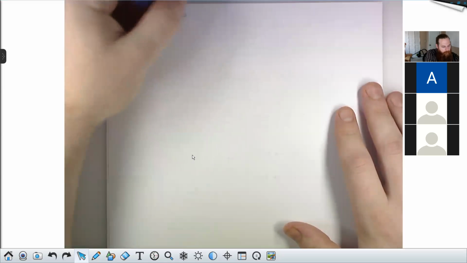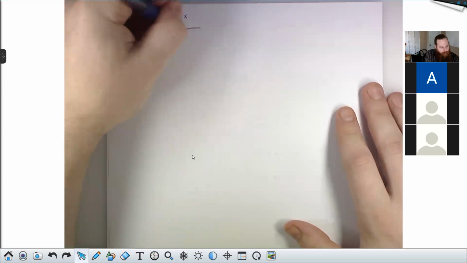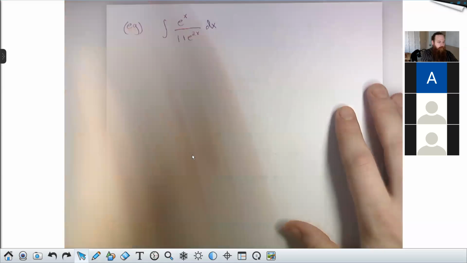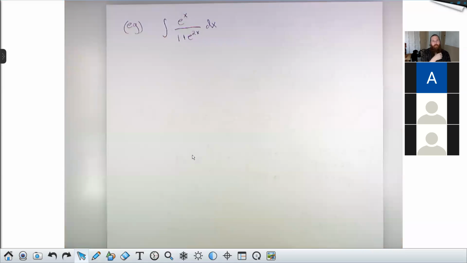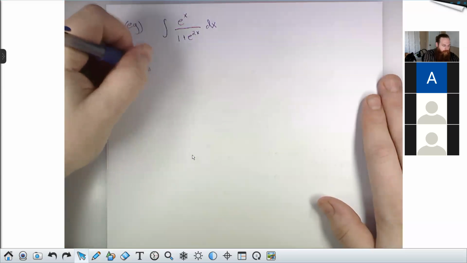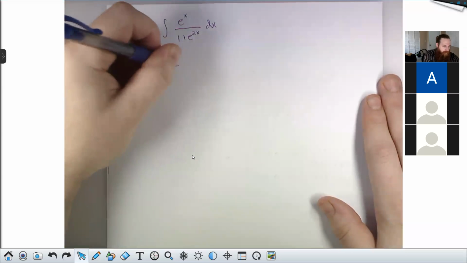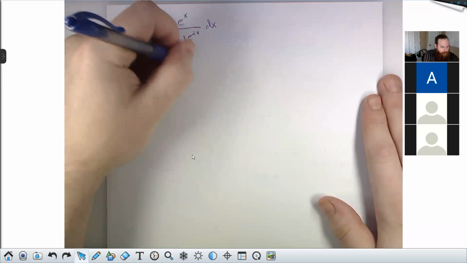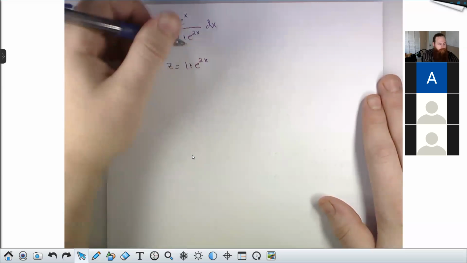So if I wanted to do the integral, this is one of my favorites, e to the x over 1 plus e to the 2x dx. This is a problem that's begging for a substitution, but it's possible to miss the substitution you should use. And it's definitely possible to try to grab the wrong thing. So one thing I've seen people do with this is try to substitute z equals, for the whole bottom, 1 plus e to the 2x.